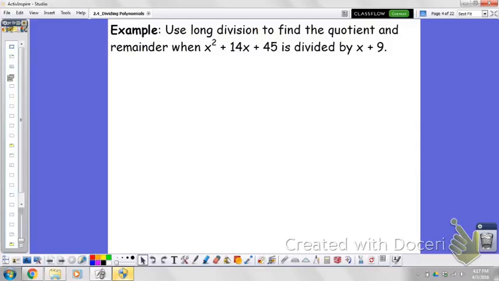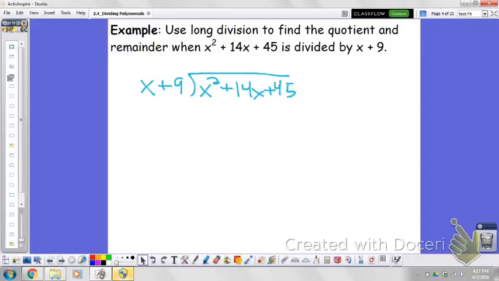So we're going to use long division to find the quotient and the remainder when x squared plus 14x plus 45 is divided by x plus 9. So we have our x plus 9, and we have x squared plus 14x plus 45. So we're doing x squared plus 14x plus 45 divided by x plus 9.